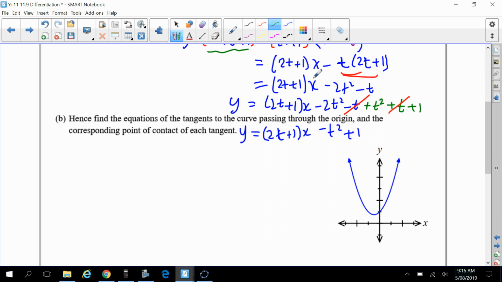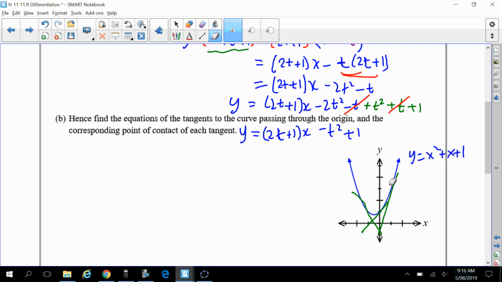Let's see what that means. There's the parabola drawn for you. This is the graph of y equal to x squared plus x plus 1. Next bit, we're going to draw tangents. Obviously, not all tangents pass through the origin. Some don't. Which tangent passes through the origin?